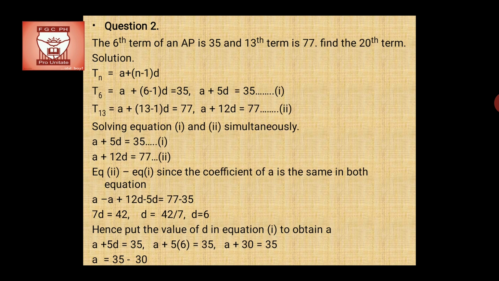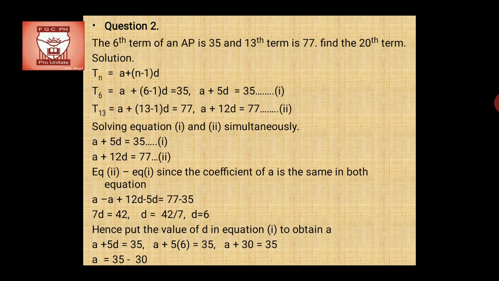The 6th term, T sub 6, is equal to A plus bracket 6 minus 1 multiplied by D, equals 35. When we open the bracket, we have A plus 5D equals 35. We can regard this as equation 1.